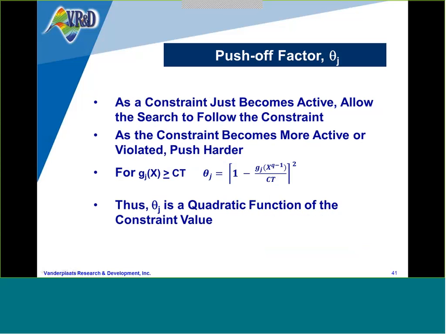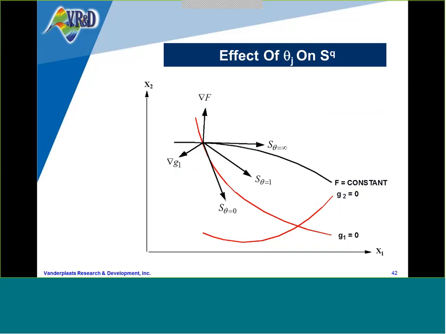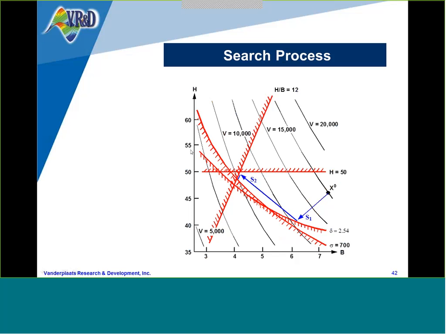And by using this quadratic theta, when you hit the constraint, you push harder than when you get near it, where you push just a little bit. If you get outside the constraint, you push very hard. And that has this effect. If you have a very large theta, you'll find a search direction that doesn't change the objective function much. If theta is 1, it kind of bisects the angle between the objective and the constraints. If theta is 0, it will follow the constraint. And we have the gradient here of the objective and the constraint. And the search process looks a little bit like this.